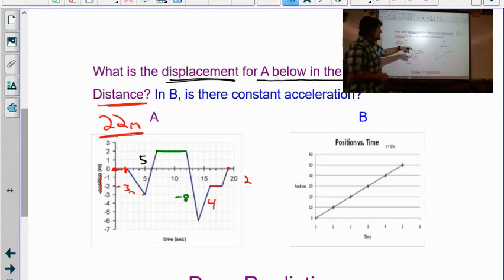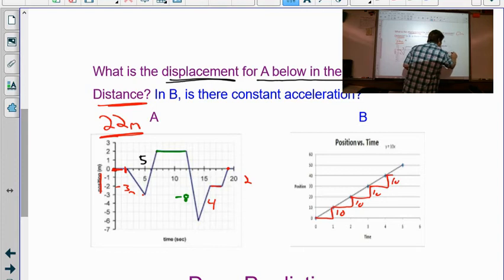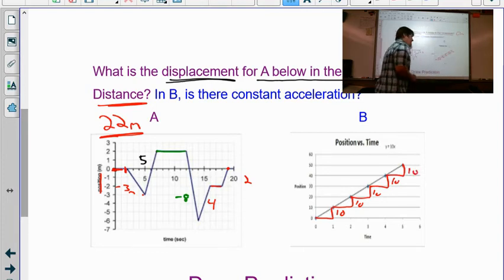In B, is there a constant acceleration? So it went, its velocity, or wait, is that position? Yeah, that's position versus time. So its position changed by 10, and then 10, and then 10, and then 10, and then 10.